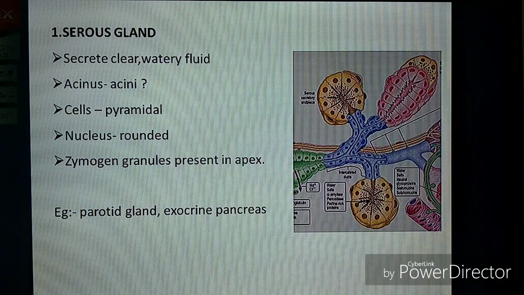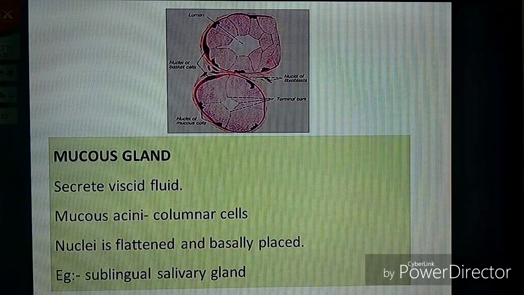And here let us see the example for the serous gland: the parotid salivary gland. We can also see the exocrine part of the pancreas is an example of a serous gland, because the secretion will be serous in nature.